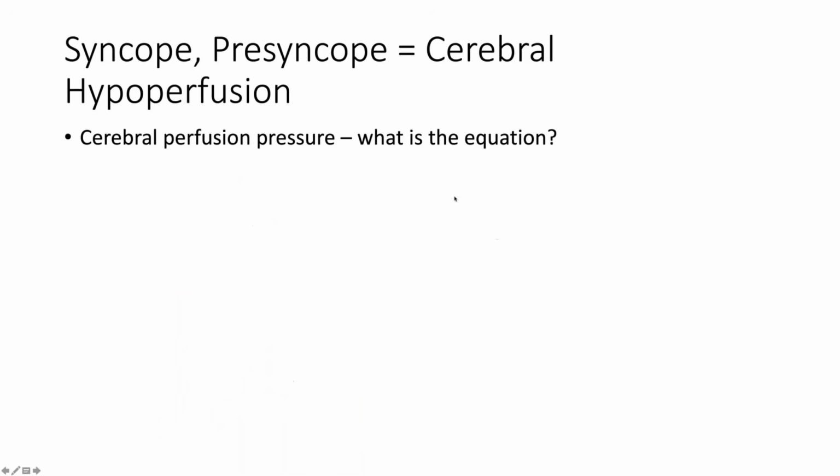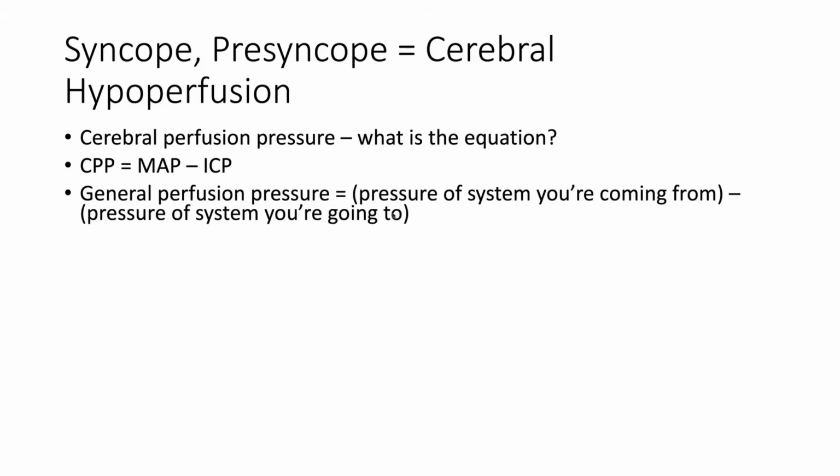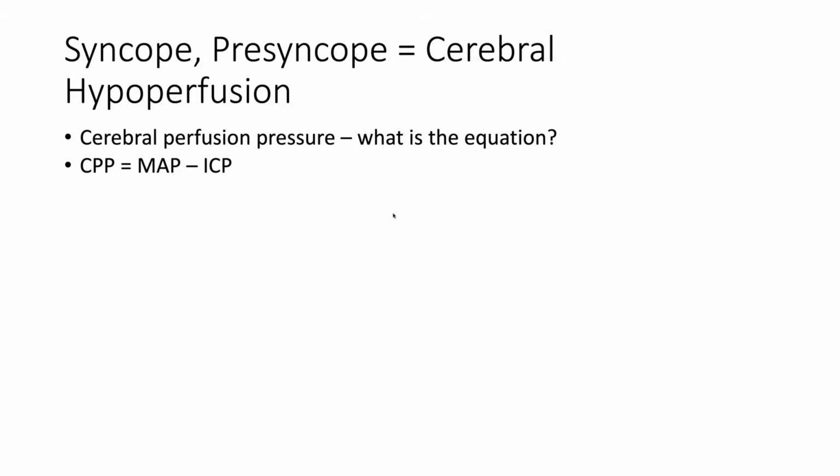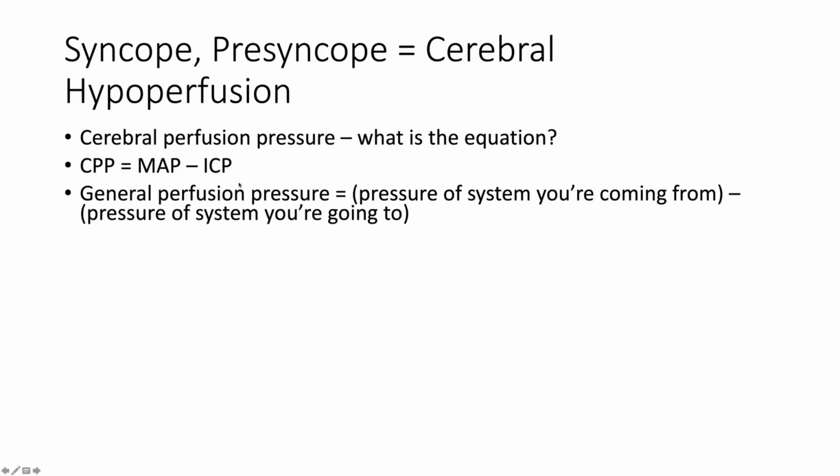Danielle, what's the equation for cerebral perfusion? Cerebral perfusion pressure equals mean arterial pressure minus intracranial pressure. Great. And how can you generally think about perfusion pressure? If I think of blank perfusion pressure, what's the generic equation? Basically, what's the pressure of the system you're coming from? In this case, it's the arterial system. Minus the pressure of the system you're going to. In this case, it's the brain inside.